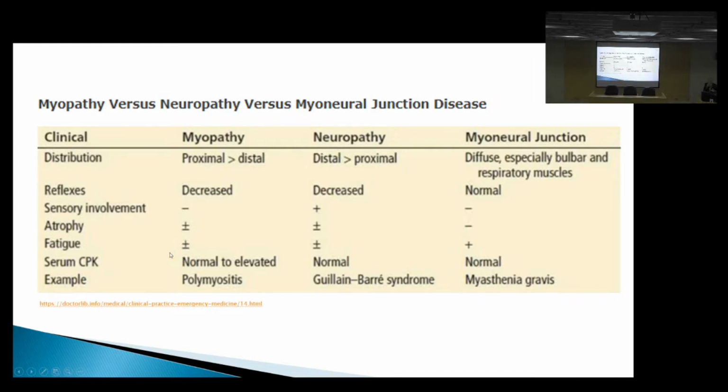Only with this. Right. When we discuss a myopathy, we always need to differentiate between a myopathy, a neuropathy and a myoneural junction disease. This is kind of neurology, to see where the reflexes are present and where not, if there is a sensory involvement, if there is atrophy or not. If there is fatigue, obviously you'll have fatigue in all types of disease. And there are some examples there.